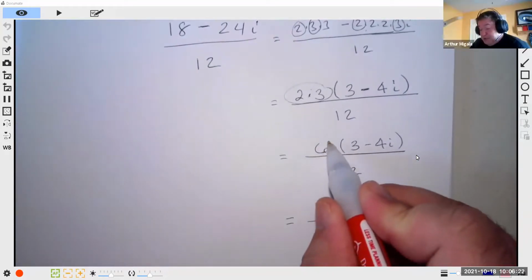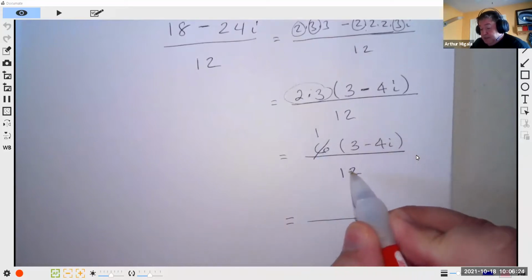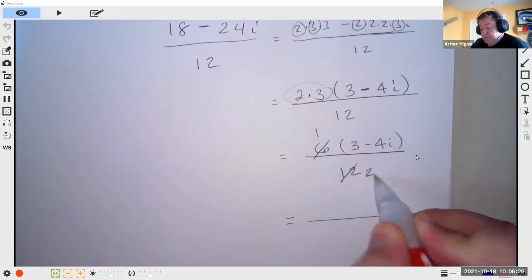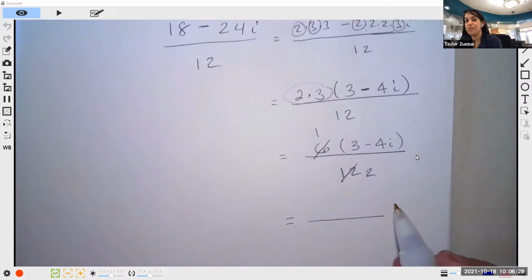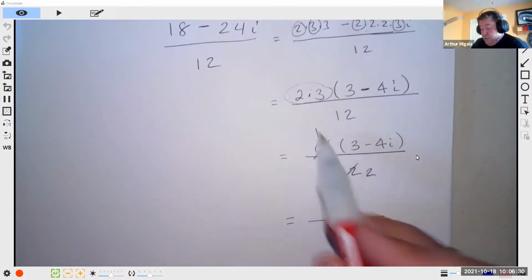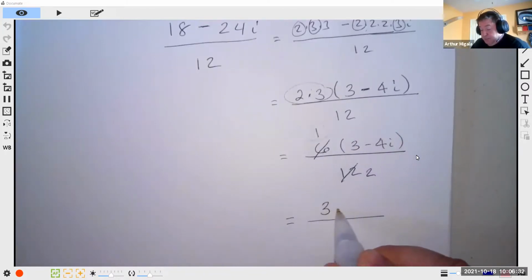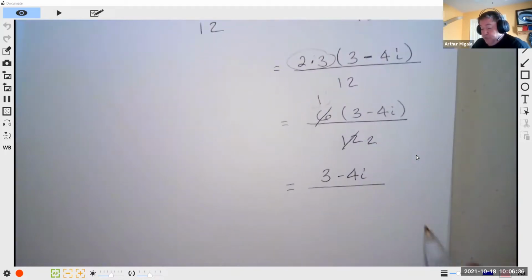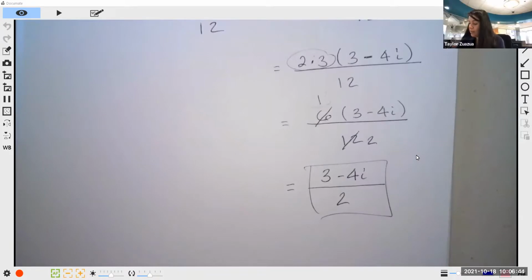Well, 6 goes into 6 once. 6 goes into 12 2 times. So yeah, 1 over 2. Since that's the 1, we don't need it anymore. It's gone. So on top, we have 3 minus 4i over 2. There's your answer. Oh, okay, gotcha.